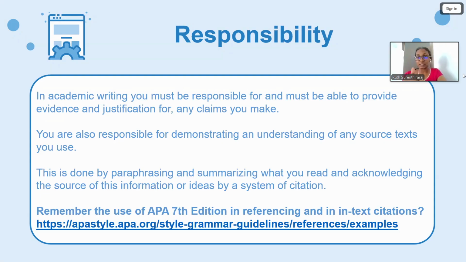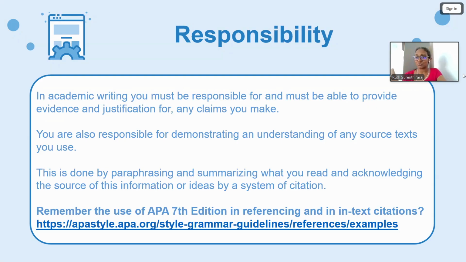So the last feature of academic writing is responsibility, where you have to make the choice to take responsibility for everything that is in your article or your assignment. Okay, so it's very, very serious.